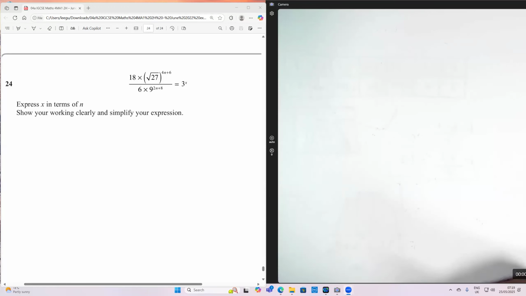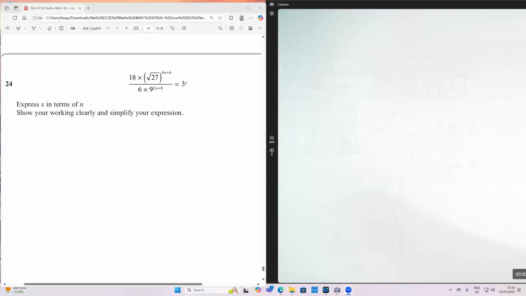Now, this is the last question on an IGCSE paper, and you can see they're really pushing the boat out, really tricky. We've got that expression there and it says express x in terms of n, showing your working clearly and simplifying your expression.